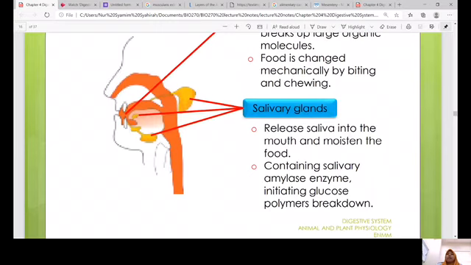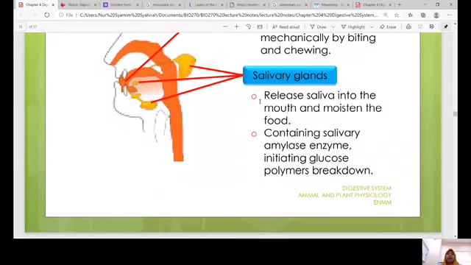And then inside your mouth there are salivary glands, which function to produce your saliva. Why do we need the saliva? Because saliva has enzymes and other materials that can help the digestion. The release of saliva into the mouth will moisten the food. Inside the saliva there is the amylase enzyme that will initiate the glucose breakdown.